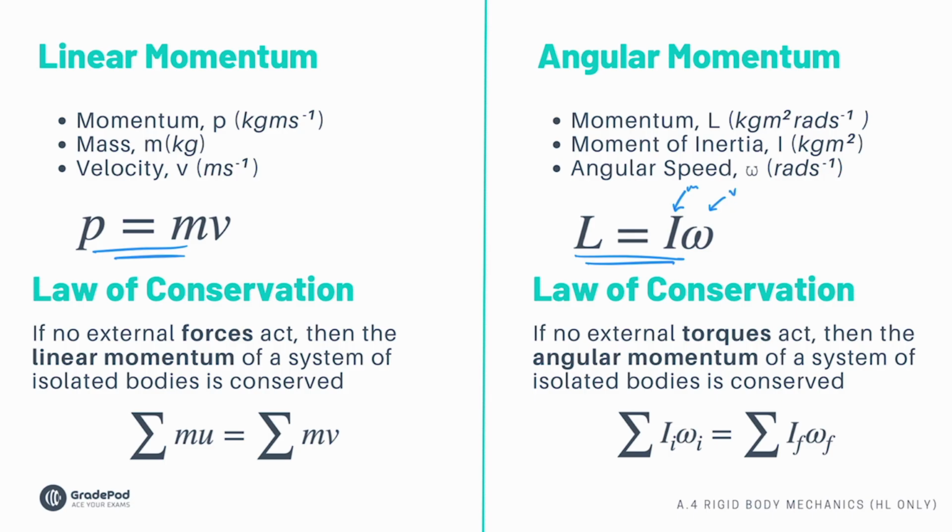Just like in linear momentum, we have a law of conservation. And that law of conservation was, if no external forces apply, then the linear momentum of a system of isolated bodies is conserved. And we did lots of problems on that in A2. The exact same phrase applies for angular momentum. If no external torque acts, then the angular momentum of a system of isolated bodies is conserved. And examiners like to do little problems on that. I will show you that in step 2, activate the application.